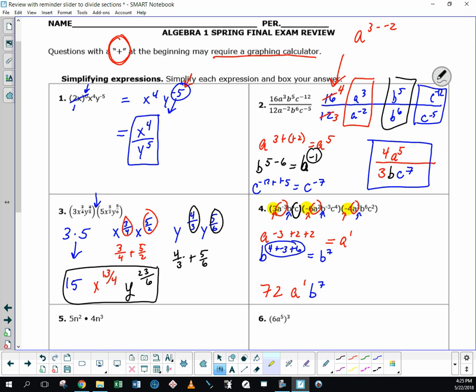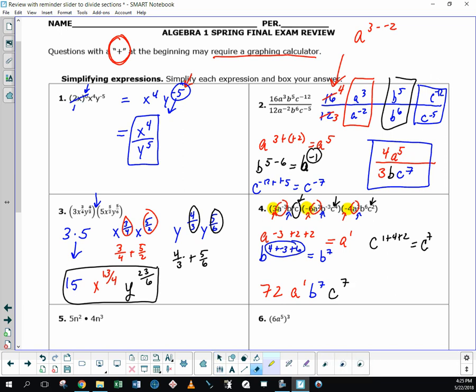Finally, taking a look at my c's, that's a 1. I've got a 1 on this one. I've got a 4 on this one. And I've got a 2 on this one. So I end up with c to the 7th.